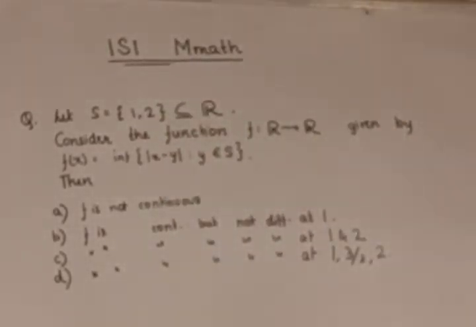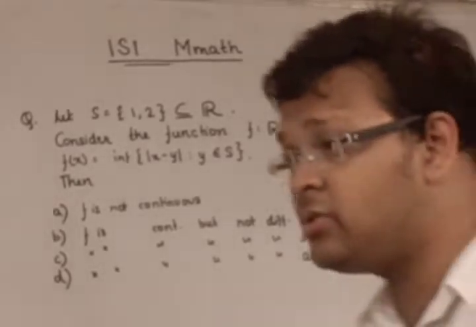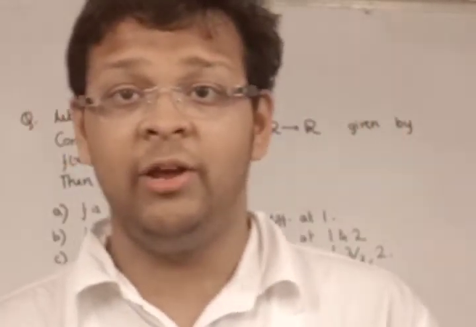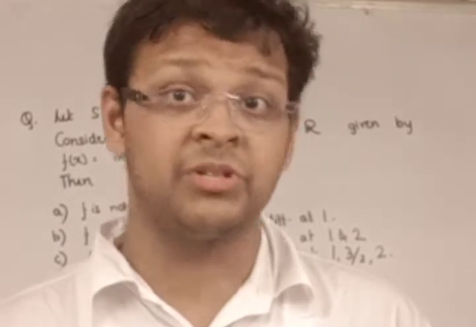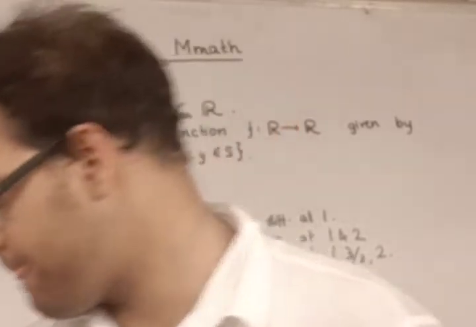Then the options: A, f is not continuous; B, f is continuous but not differentiable at 1; C, f is continuous but not differentiable at 1 and 2; D, f is continuous but not differentiable at 1, 3/2 and 2. So I request everyone to just try this problem on your own.